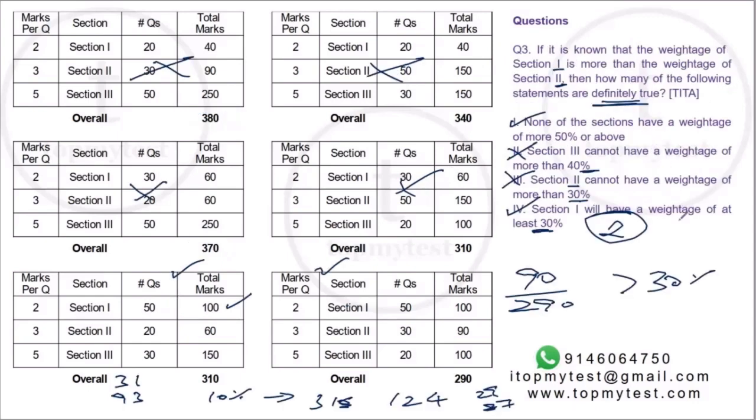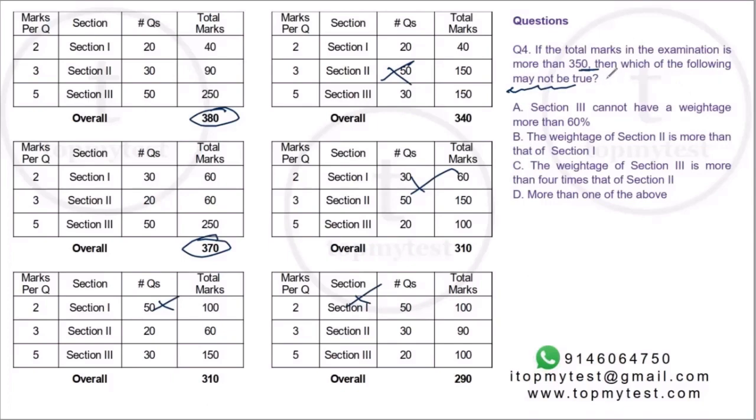Okay. Unlike the previous one, in the previous one we eliminated the third statement because in one case it was true, in one case it was false. But I wanted a definitely true answer. Here I want a may not be true, or the other way to look at it, it may be false. Which of the following may be false? Right, other way to look at it. So even if in one case it is false, I will accept it as a filter.